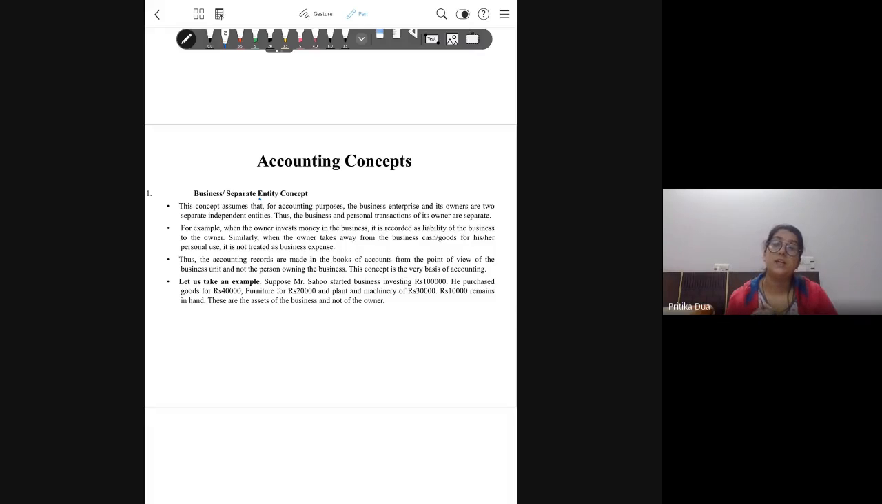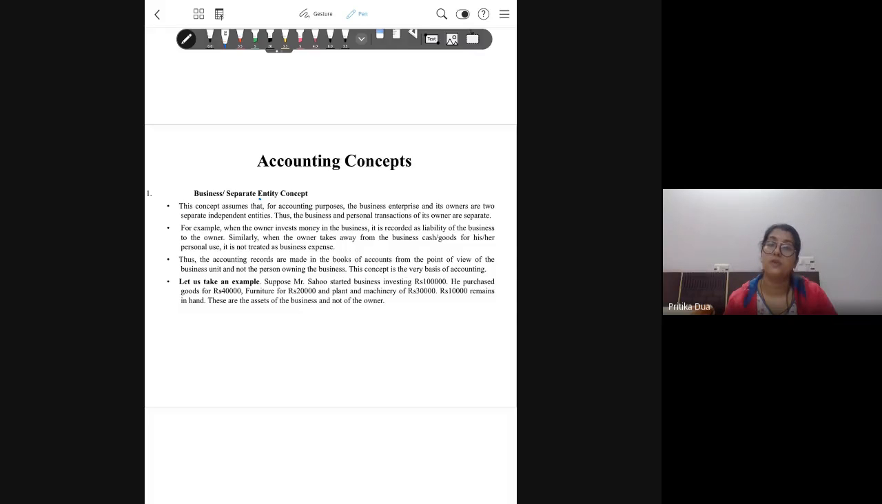By separate entity concept, we mean that the owner is separate from the business. So business and owner are two separate entities. When the books of accounts are prepared, they are prepared from the perspective of the business and not the owner. The owner is just contributing the capital, that is the initial funding to run the business. Capital infusion by the owner can be at the starting and then at some later stage also. But to understand right now, it is the owner who makes the initial investment in the business. Even then, the business is treated as a separate entity from the owner.